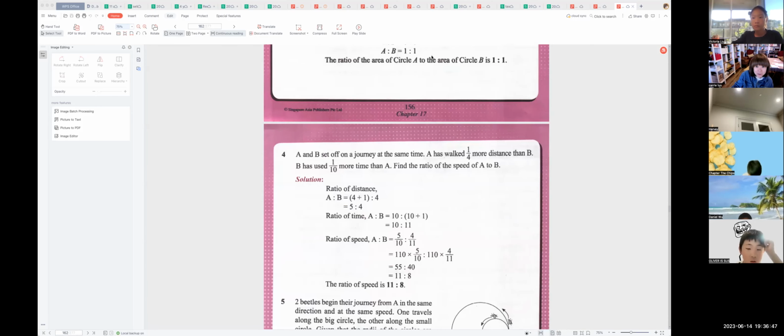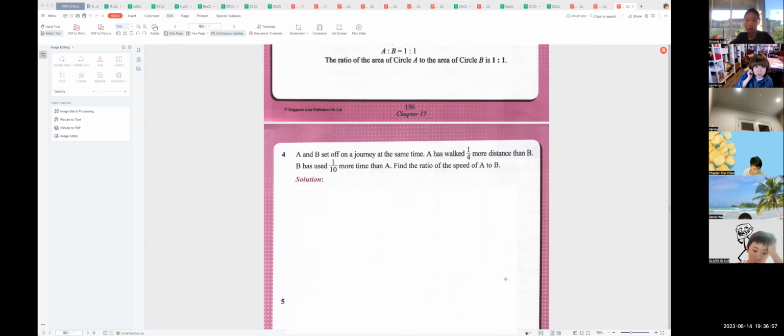Okay, so let's take a look at this one. A and B set off a journey at the same time. A has walked 1/4 more distance than B. B has used 1/10 more time than A. Find the ratio of speed A and B.